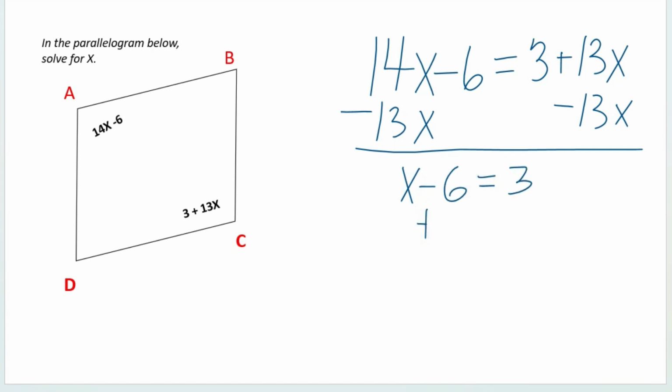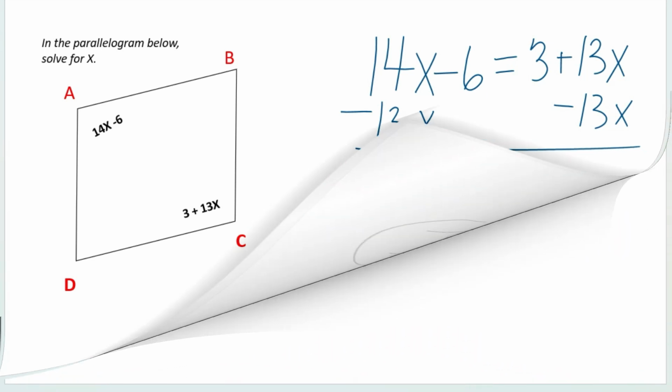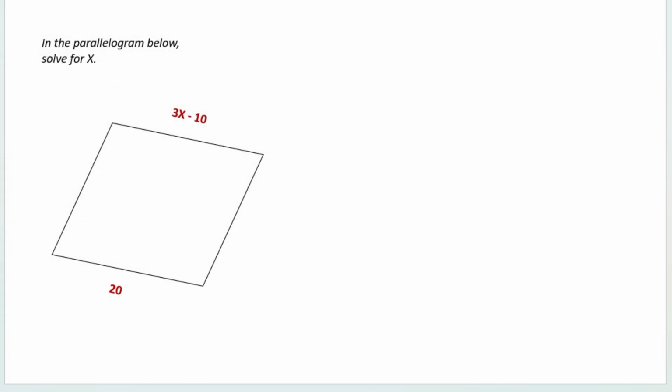I continue by adding 6 to both sides, and my value for x is equal to 9. So solving for x in this parallelogram gives me the total of 9. This next slide is also solving for x.